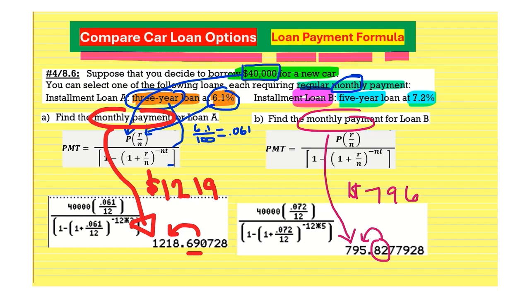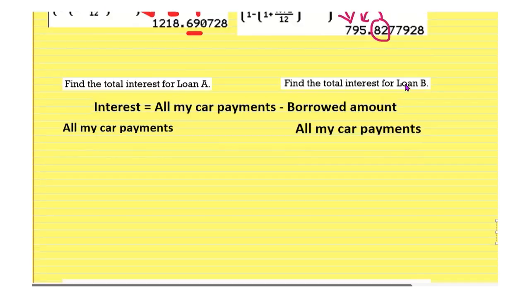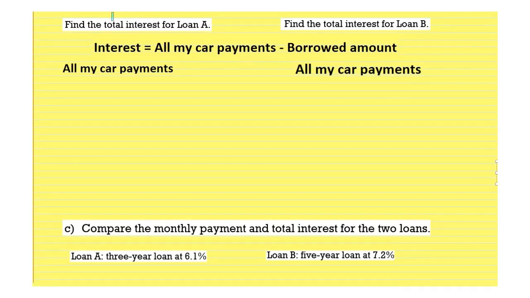$796. So far, it looks like if we want a lower payment, we definitely want to go with loan B because it's only $796 instead of 1,200. But we've got other things to consider before we make a final decision. Let's scroll down and find the total interest for each of our loans.